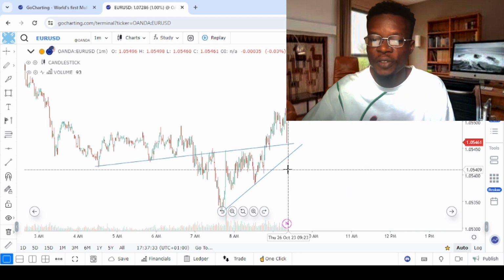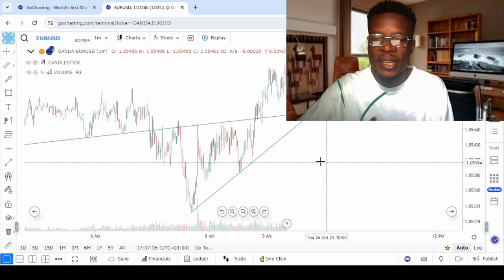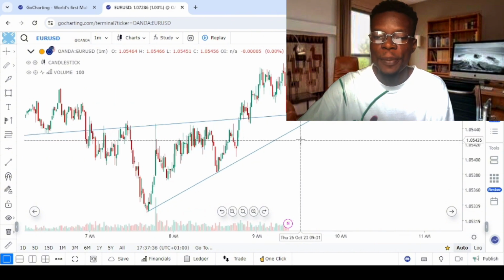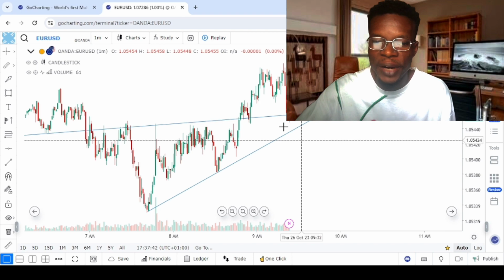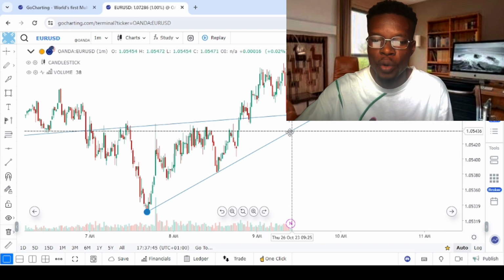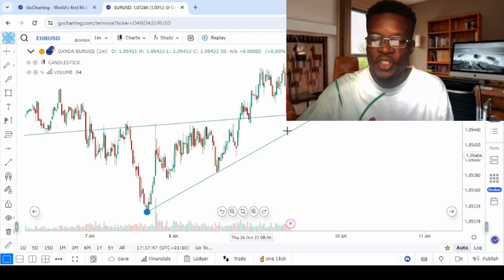If we can have a breakout from that trend line, the breakout is going to be our entry trigger to be able to enter into that trade. So you can see now that the price is retracing back to our trend line. You see the price is retracing back.